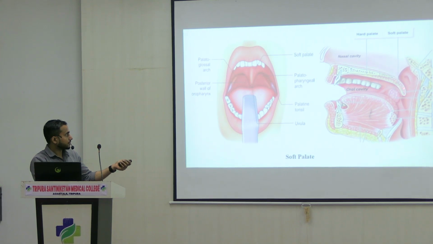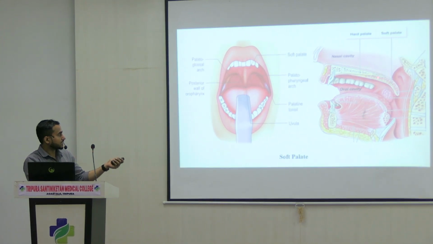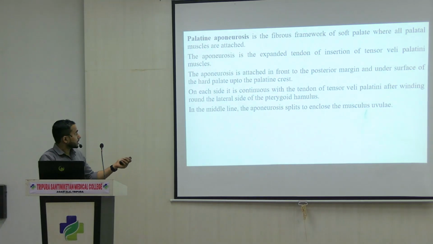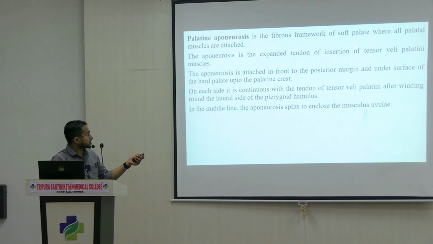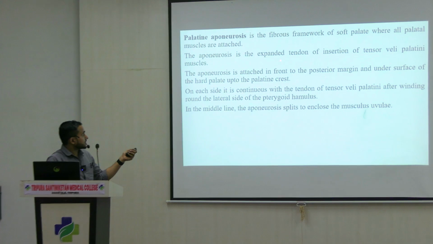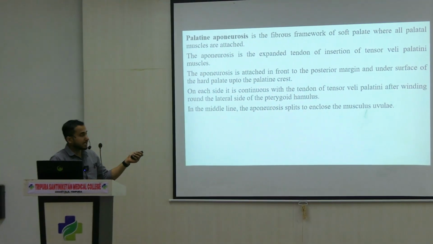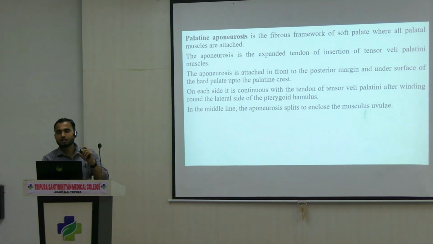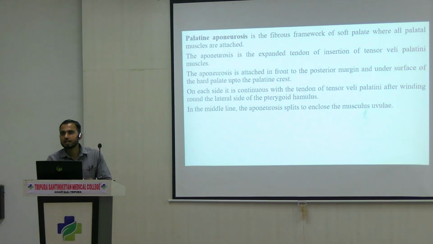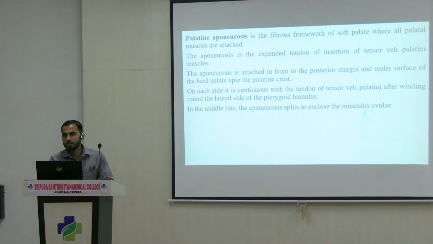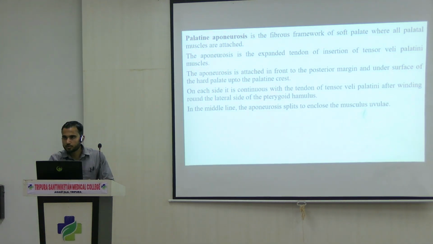You see, this is the soft palate which is hanging from the posterior margin of the hard palate. Here you can see the palatine aponeurosis. The aponeurosis is the expanded tendon of the insertion of tensor veli palatini. So the tendon of the tensor veli palatini muscle, when it extends laterally, forms the aponeurosis.